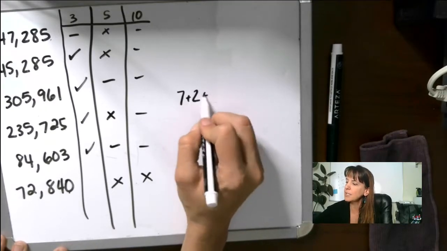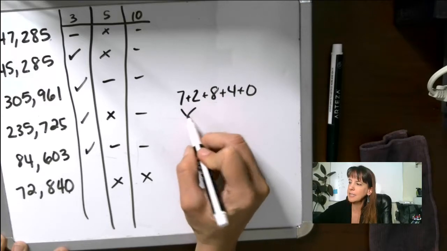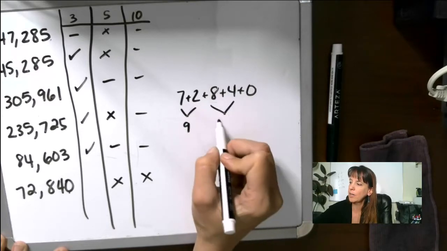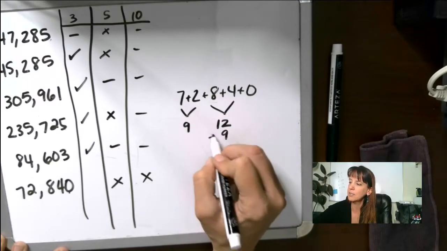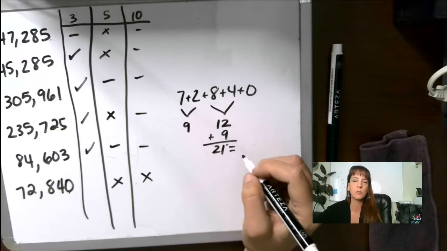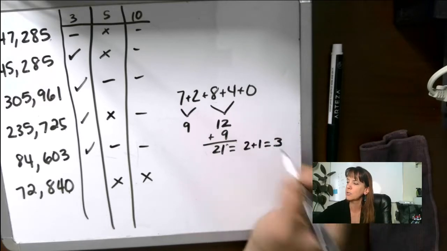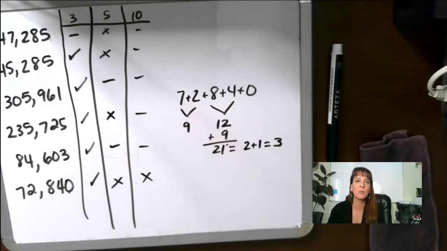7 plus 2 plus 8 plus 4 plus 0. 7 plus 2 is 9. 8 plus 4 is 12. We just did this one. We get 21, and does 3 go into 21? Yes, but if you can't remember that, you can do 2 plus 1, which equals 3. So 3 is going to go into this number right over here.